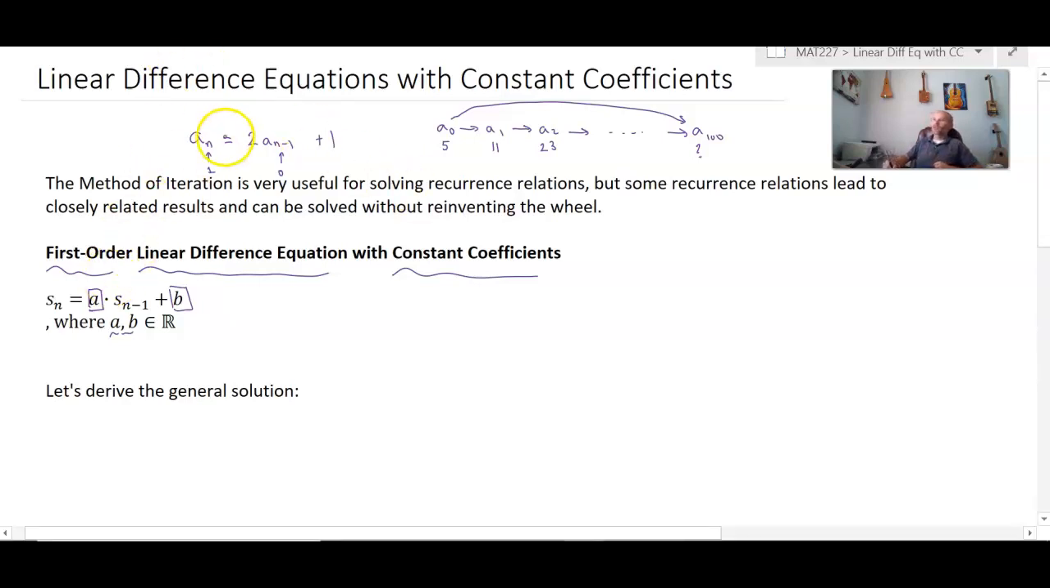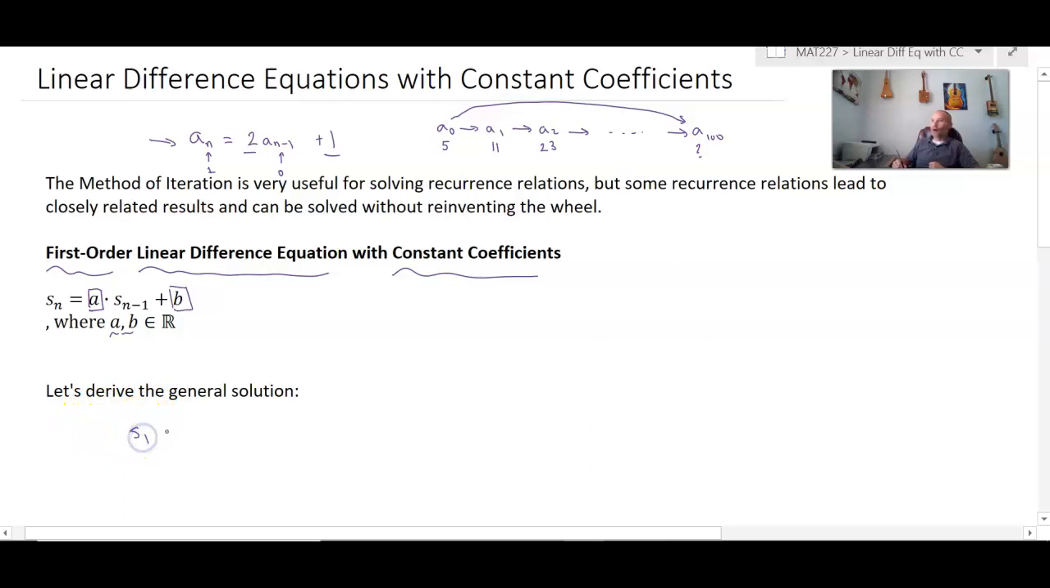So for example, you can see that this one up here, a sub n equals 2 times a sub n minus 1 plus 1, or the next term is twice the previous term plus 1, has this general form. The next term is some multiple of the previous term plus some constant. Let's see if we can just leave a and b in there instead of, for example, 2 and 1, and see if we could find a solution in terms of a and b. So we would still use the method of iteration here.